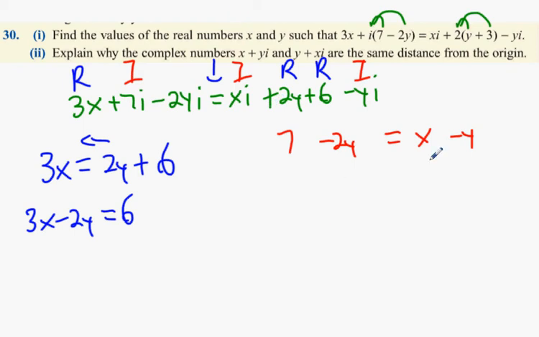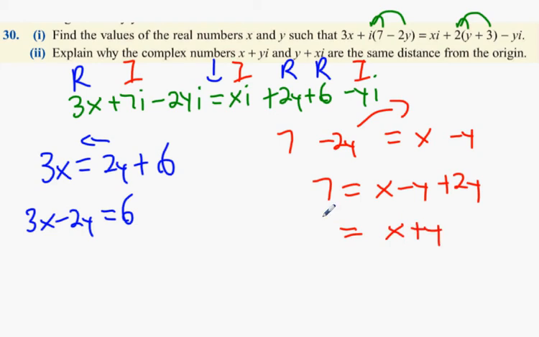Okay? Now what happens next, guys? Bring over the 2y, and what happens? 7 equals x minus y plus 2y. x plus y equals 7. Now, that can be spun into that there. Okay? Now, next part after that, guys, which letter would you like to get rid of?